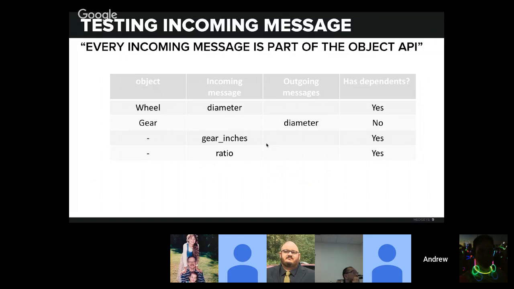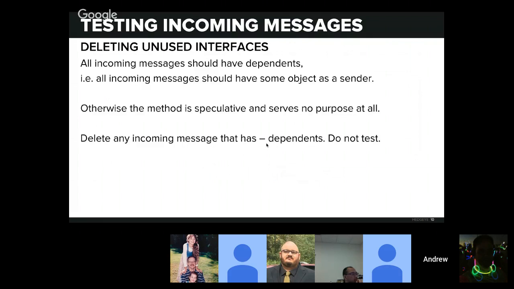And luckily, all of our incoming messages for both wheel and gear have dependence. So there's no reason to delete any of those methods. For now, I'm just focused on incoming messages. The next section will go through outgoing messages. And oh yeah, here we go. Deleting unused interfaces. All incoming messages should have dependence. That is, all incoming messages should have some object as a sender.